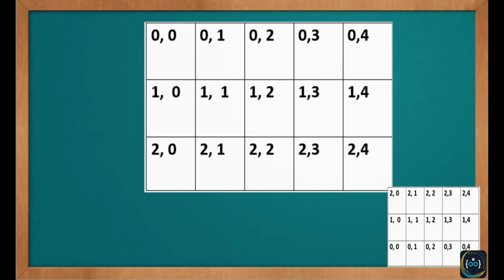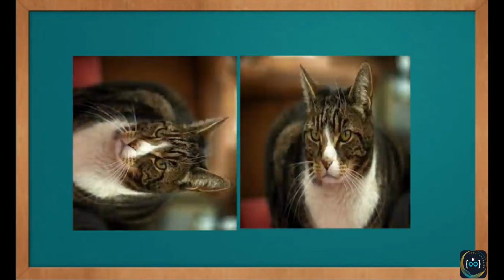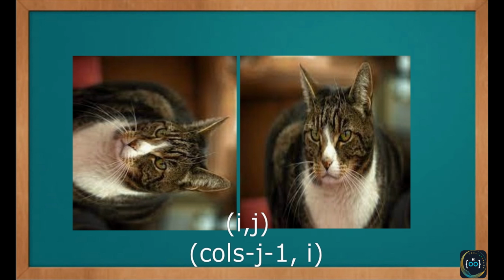Next is how to rotate to the left and then to the right. So consider this cat image again. Let us first learn how to rotate to the right. When we rotate it to the right, you can see that this is the formula we're going to use to do the rotation to the right.